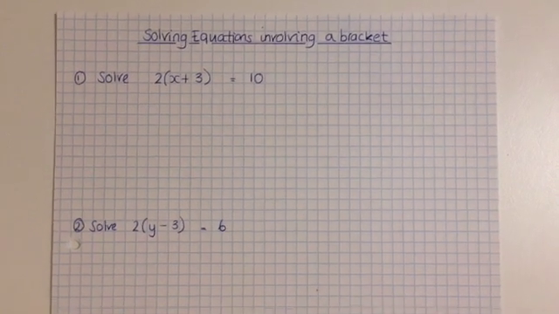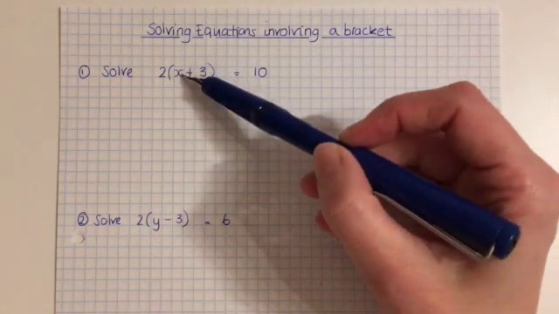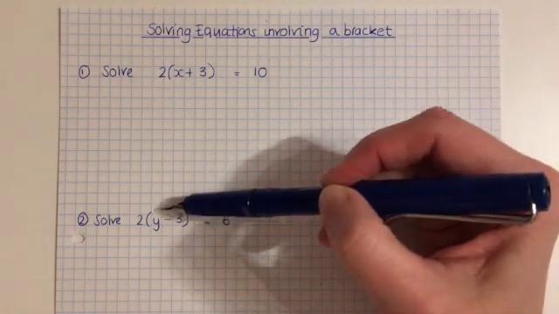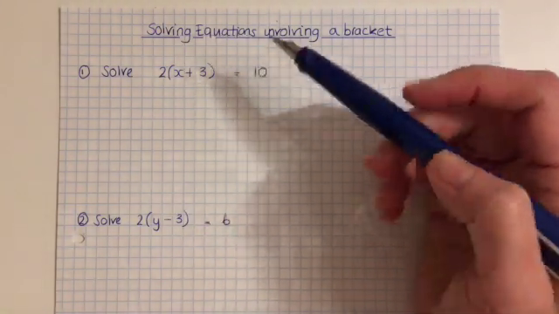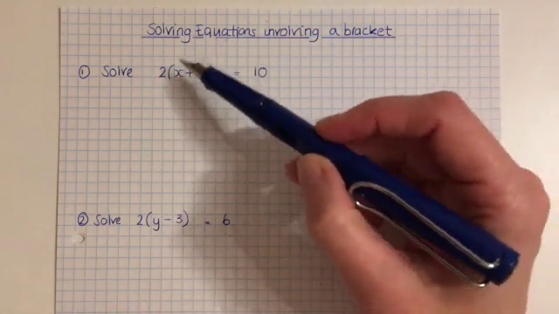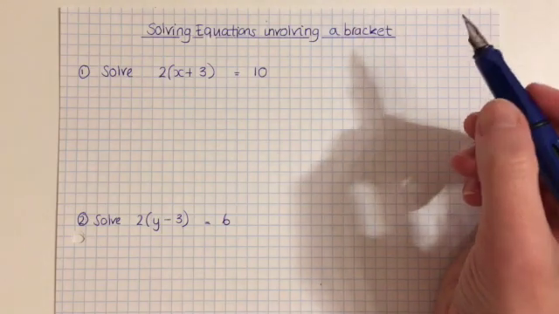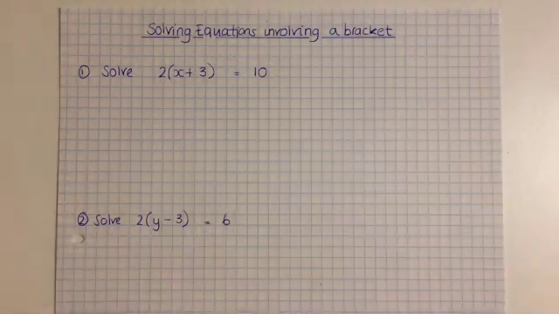So we know the basics of solving equations now, okay? So that's essentially what we're still doing. We're still going to find out the value of x in this one and the value of y in this one. But we've got one step that we need to do first, which is expand the bracket. Now we need to do that part first before we can solve it. So let's expand the bracket first.